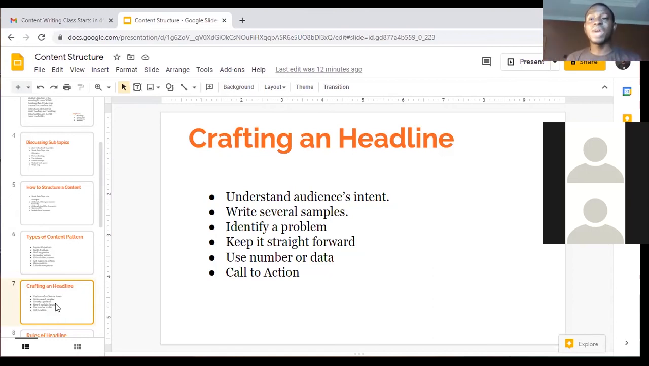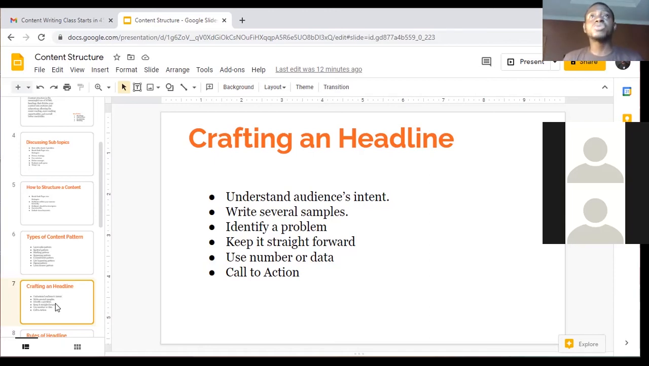Also, when you're crafting your headline, don't just stop at one example. Craft several samples of your headline. So let's say you want to write tips on choosing a CMS. That is a content management system. We have several CMS, by the way. We have WordPress, we have Drupal, we have Joomla, and several others. So you want to write about tips on choosing a CMS.